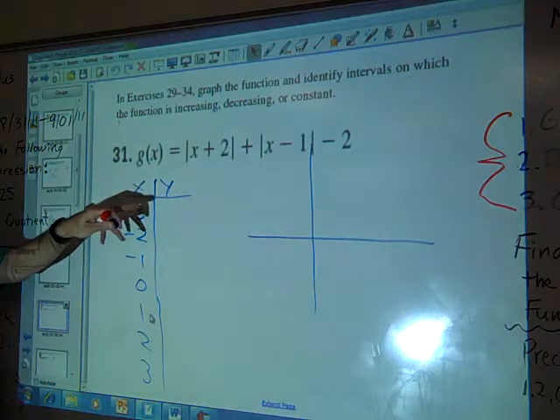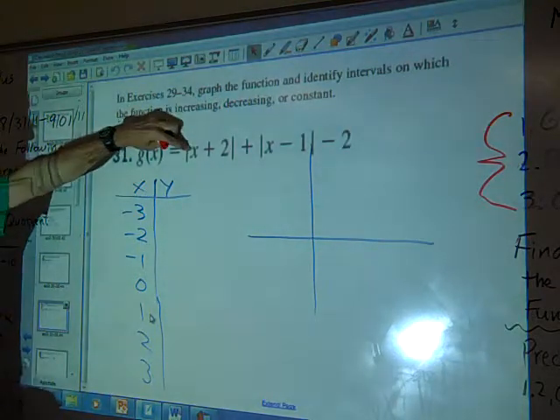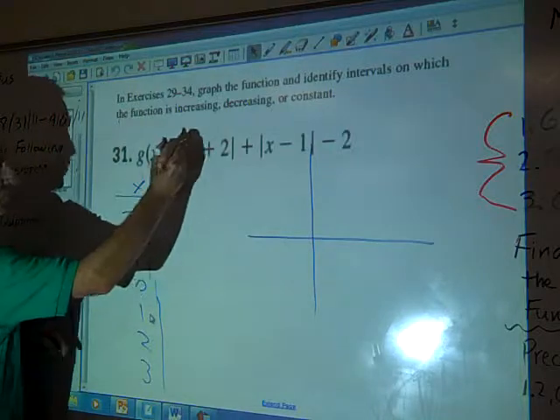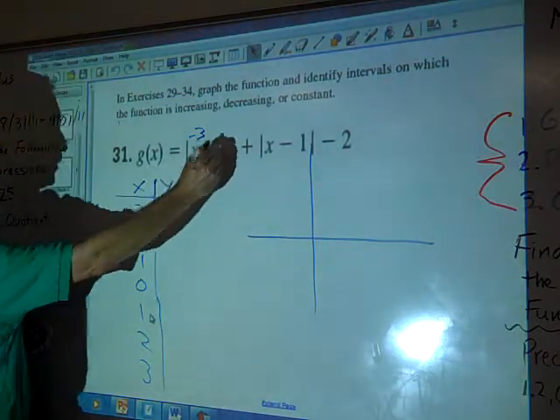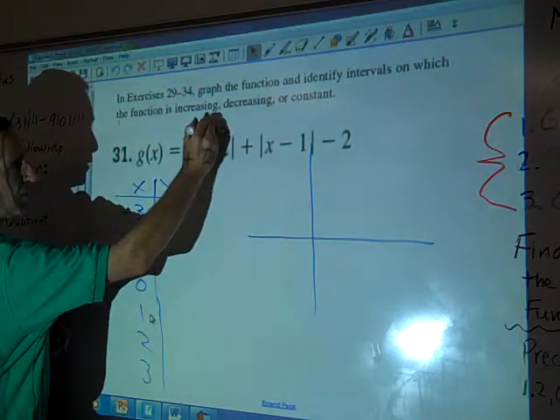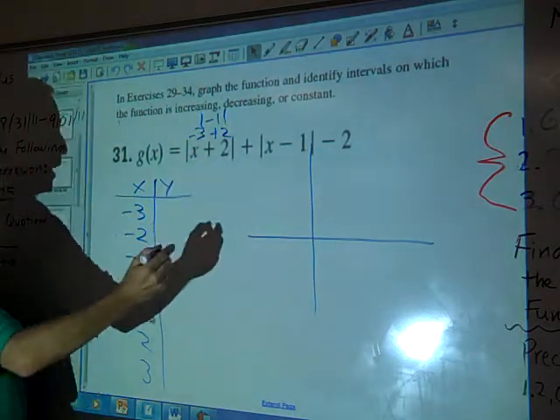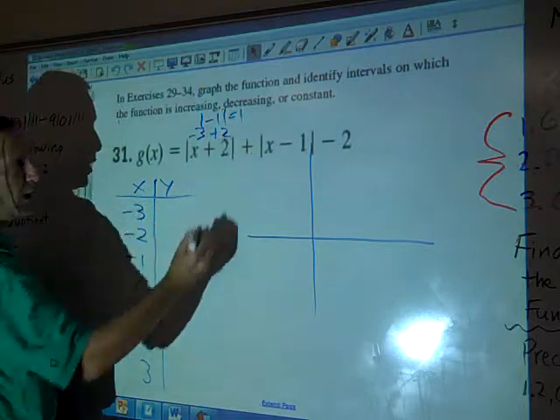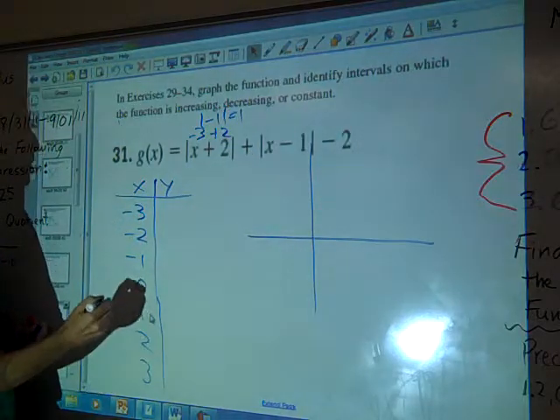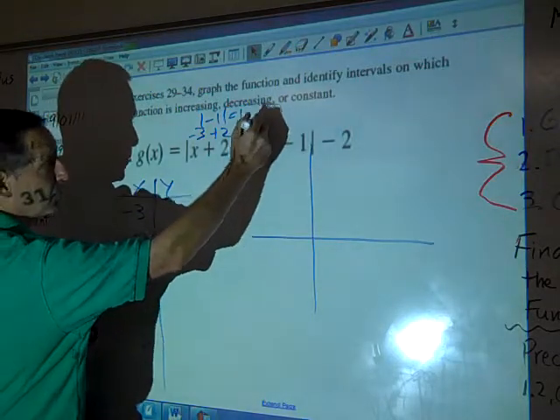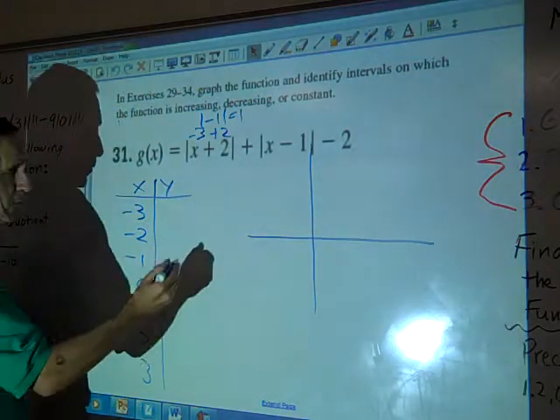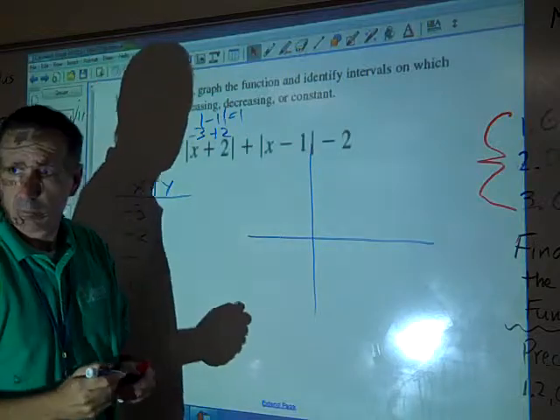See what I'm doing? Negative 3 plus 2, we just plug it in. That's going to be negative 1. The absolute value of negative 1 equals 1, right? That's what we do when we just plug it in to do it by hand. Okay, well I got that.